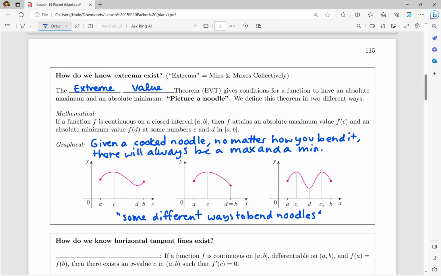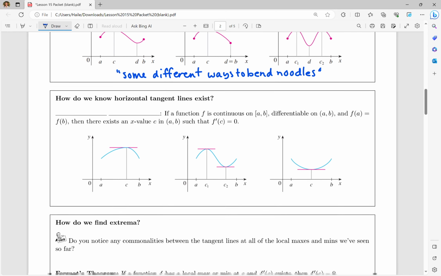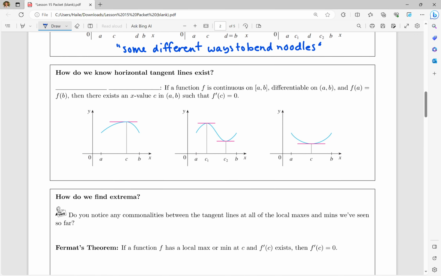Okay. The next theorem we're going to briefly discuss answers the question, how do we know that horizontal tangent lines exist? This one is called Rolle's theorem. This theorem is actually very closely related to a theorem we've already learned called the mean value theorem, but you're going to work on that connection in your extra practice at the end of this lesson.